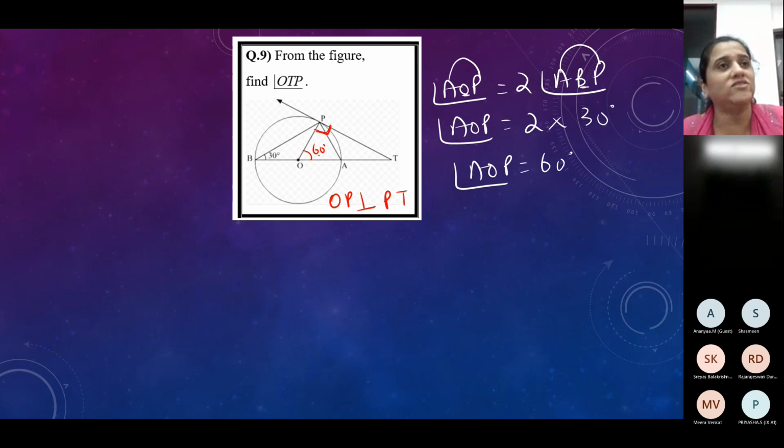Now these two angles, you know in which triangle, one second, I'll ask somebody. Yes, Priyanka. Now this 60 degrees and 90 degrees are two angles of which triangle?